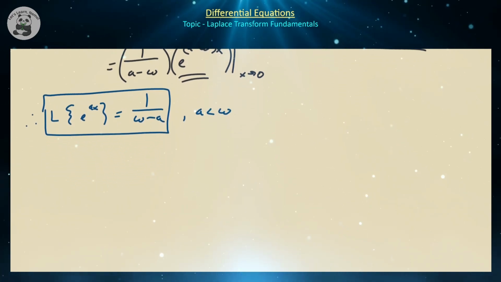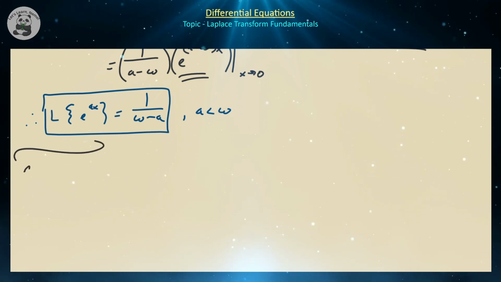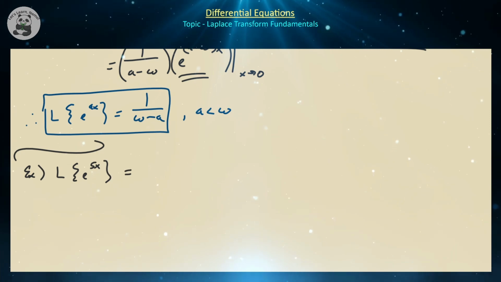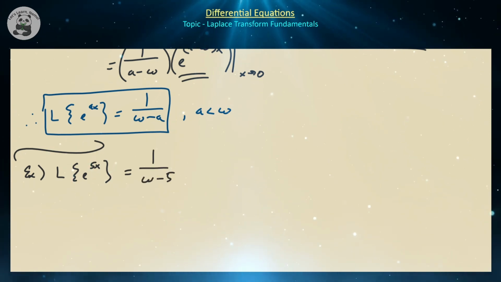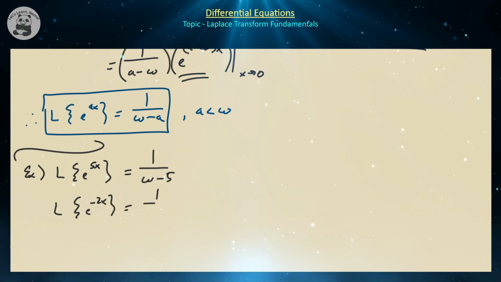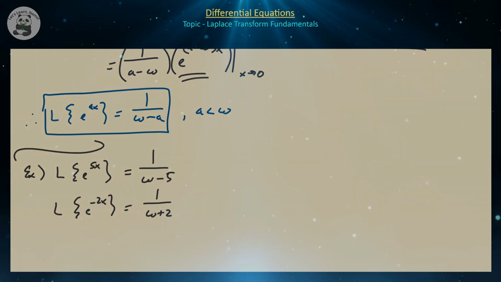As a basic example of this, let's assume that we have the Laplace transform of e to the 5x. That's going to be equal to 1 over omega minus 5. And if you have the Laplace transform of e to the minus 2x, that's going to be equal to 1 over omega plus 2. Notice that these are also rational functions, but instead of having vertical asymptotes at x equals 0, like our monomials do, we now have vertical asymptotes at omega equal to some number, where that number was the rate parameter of the associated exponential function that we started with.